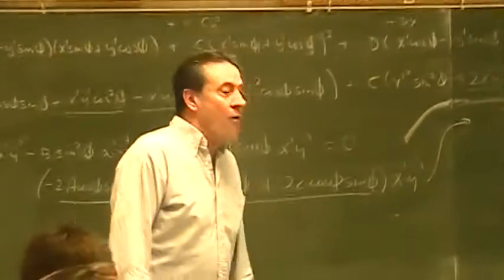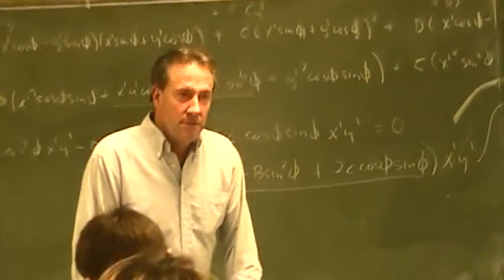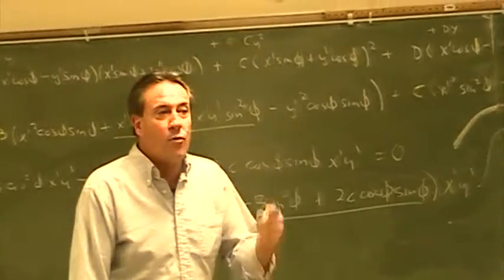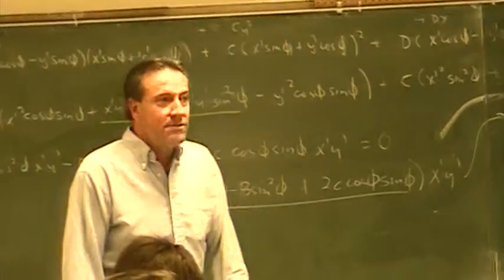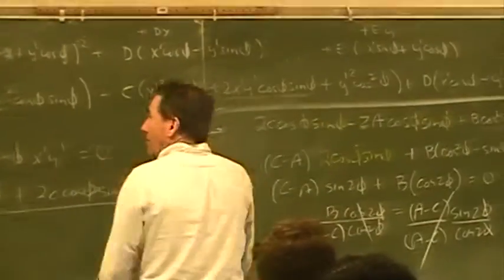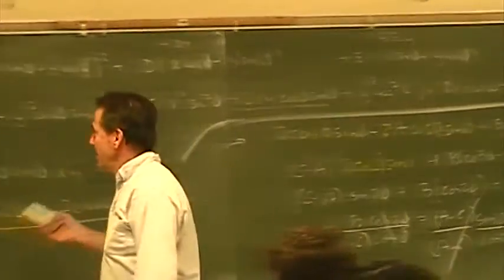Okay, so what did we just derive? Tangent 2 phi equals B over A minus C. What does that do? Angle of rotation. It eliminates the XY term. Okay. For example, you got time, right? Good.